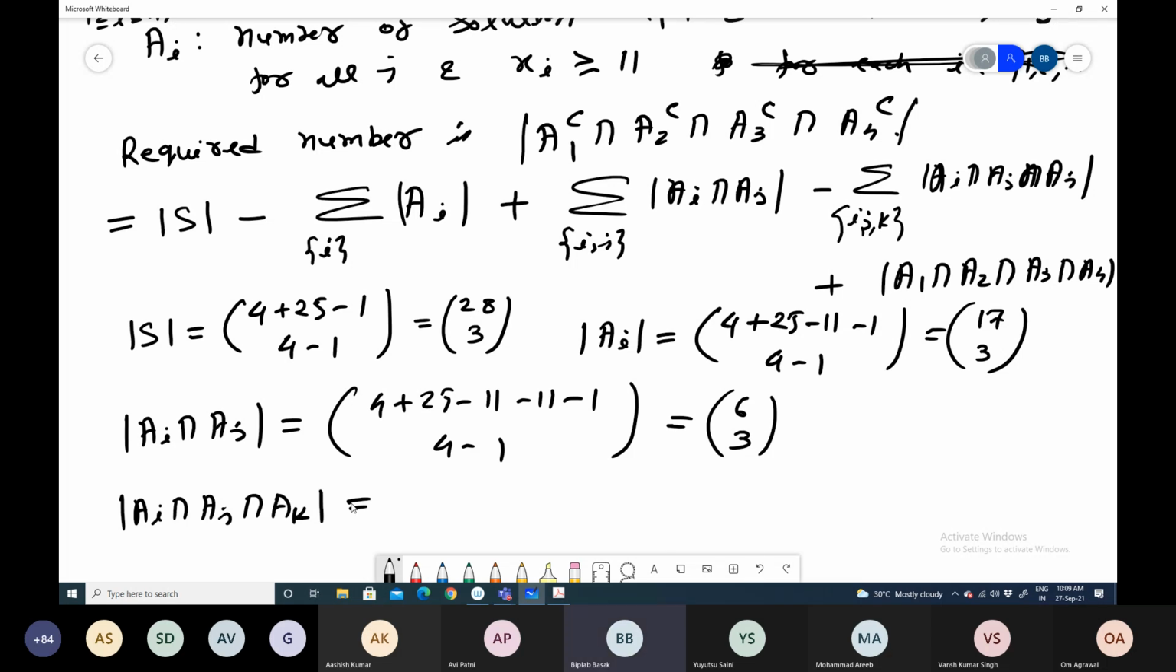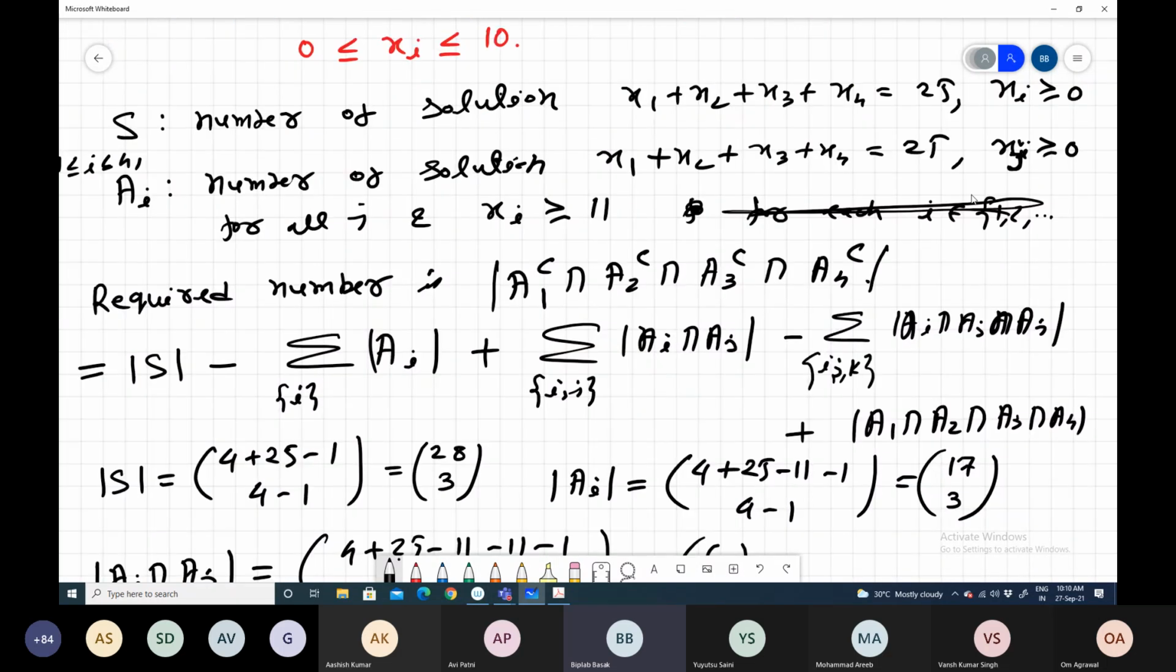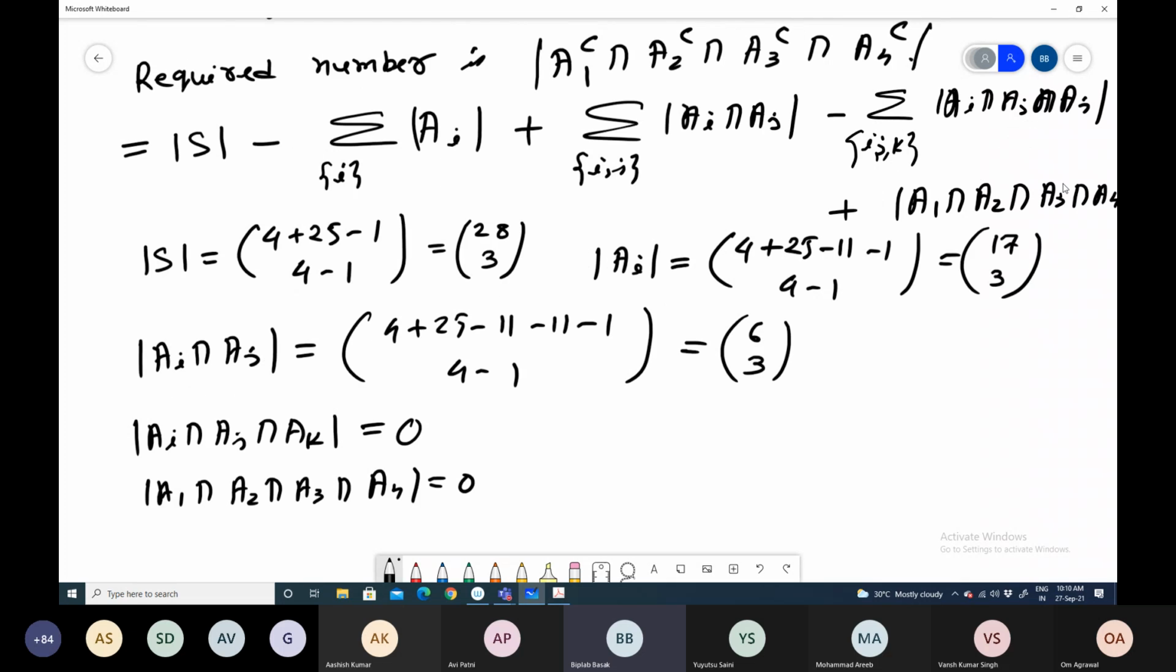Can you tell me what this is? 0. Because if we take A1, A2, A3, or any three, say Ai is bigger or equal to 11, but the sum is 25, so that is not possible. So the number of possible solutions is 0 for any ijk, and similarly A1 intersection A2 intersection A3 intersection A4 is also 0. Now you can put the values into this equation.